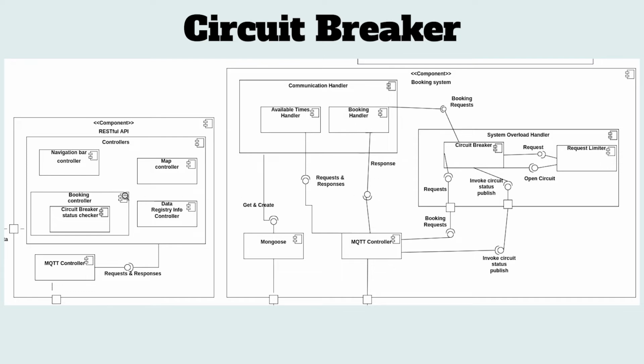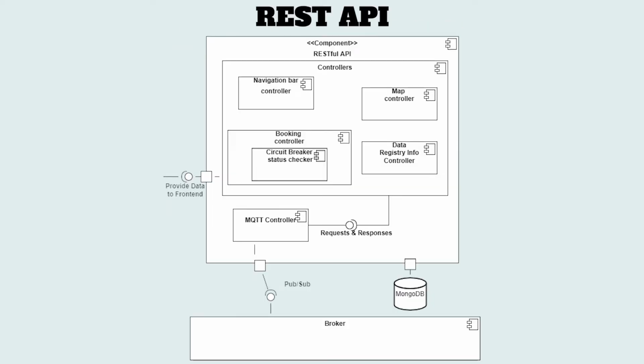The REST API booking controller has a subscription to an MQTT channel that provides the status of the circuit breaker. If the circuit is open, the REST API will not publish booking requests to the broker and instead will send a 503 status and message back to the client. The REST API component acts as a single point of entry to the backend of our system.